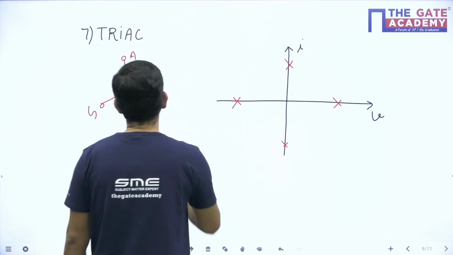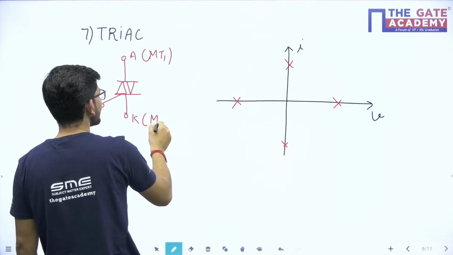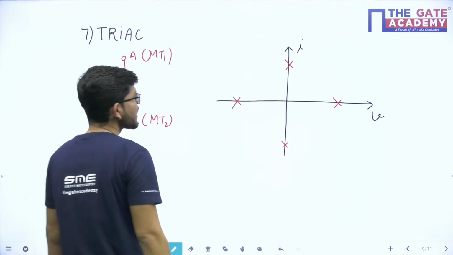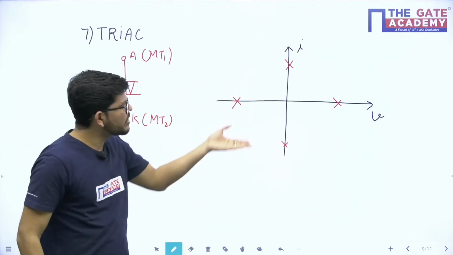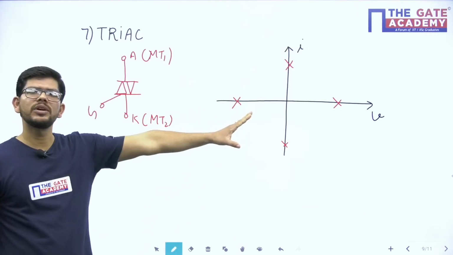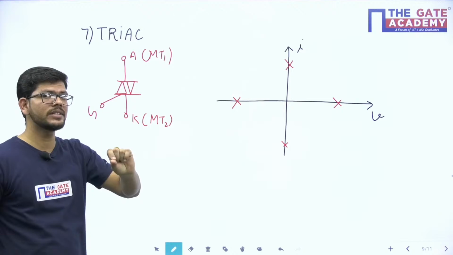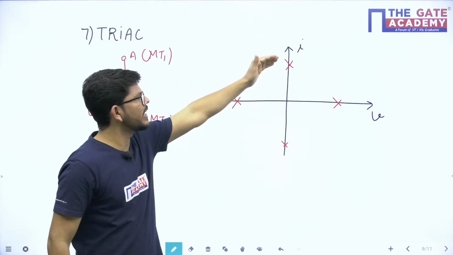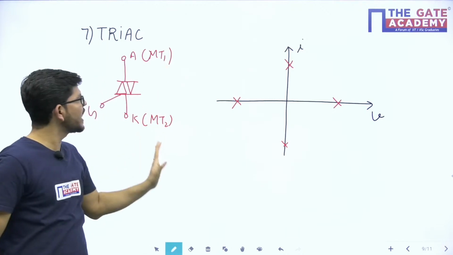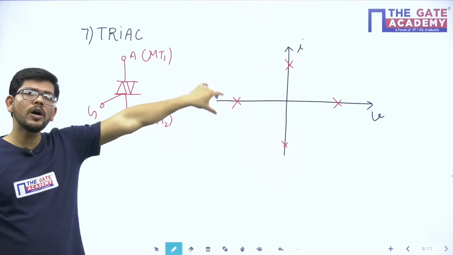This terminal is popularly known as MT1 and this terminal is known as MT2. What will happen in case of triac? We can have current in both directions and it can block voltage in both directions, as in SCR and GTO. The only difference is that a triac can carry current in both directions, from MT1 to MT2 and from MT2 to MT1 as well. So it will operate in all four quadrants.